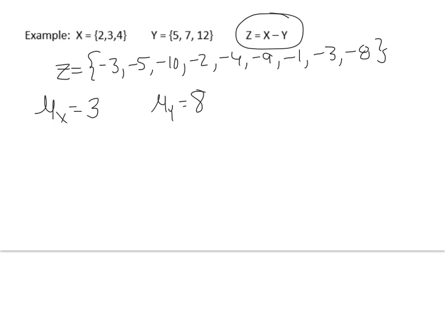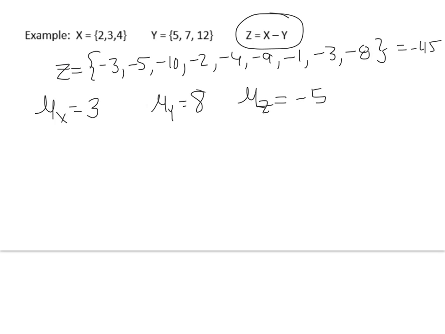And I want to find mu sub z. What is mu sub z? Well, to generate mu sub z, all I have to do is go to my new set z, which I just created, take all of these values, add them up, and divide by 9. So if I add them up, I should get, I believe, negative 45. And if you take negative 45 and divide it by 9, you get negative 5.